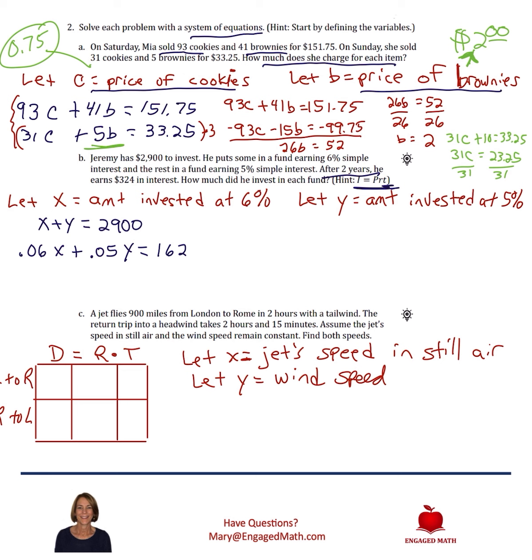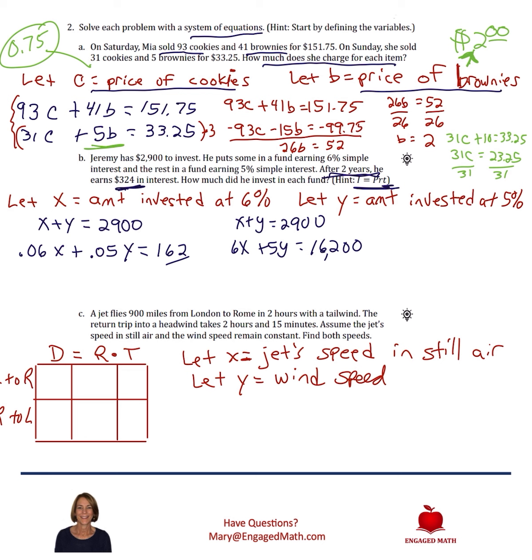Now I'm going to multiply the entire second equation through by 100 to get rid of those decimals. I'm going to rewrite x plus y equals 2,900, just to make sure you see how I got 162. I took half of 324 because if in 2 years we earned this amount, in 1 year we earned $162. So x plus y equals 2,900, and then 6x plus 5y equals, and I have to add 2 zeros onto that 162, so 16,200.